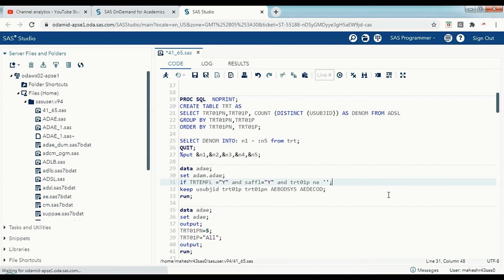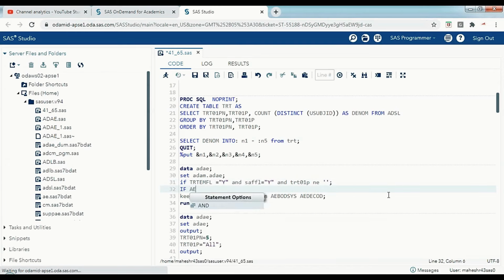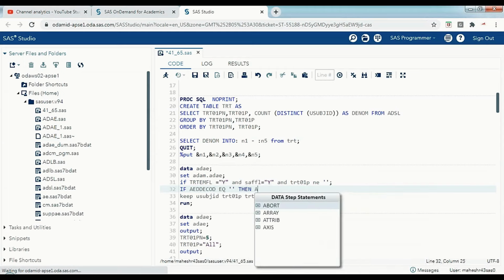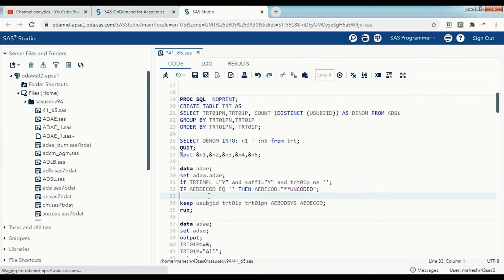So here you can simply mention, if AEDECOD equals missing, then set AEDECOD equal to, say, some stars, so that it is uncoded. If it is a BODSYS also, you can write the same code so that your listing or your table is populated as uncoded.